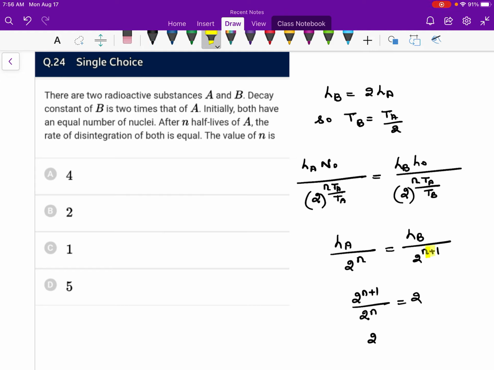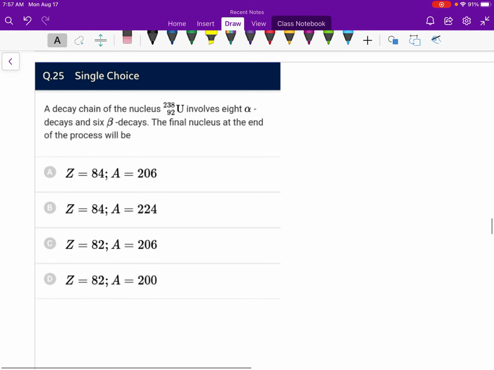I have made a mistake here, this should be 2 raised to power 2n. So 2 raised to power 2n upon 2 raised to power n is 2, so 2 raised to power n equals 2, so n equals 1. So the number of half-lives, the value of n, is 1. C is the correct option.